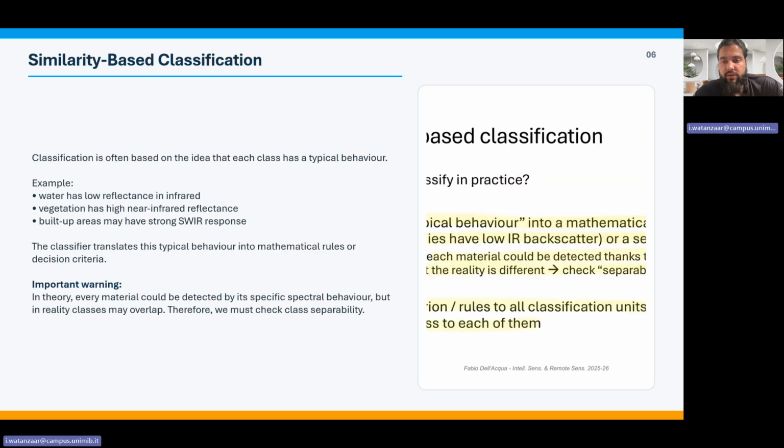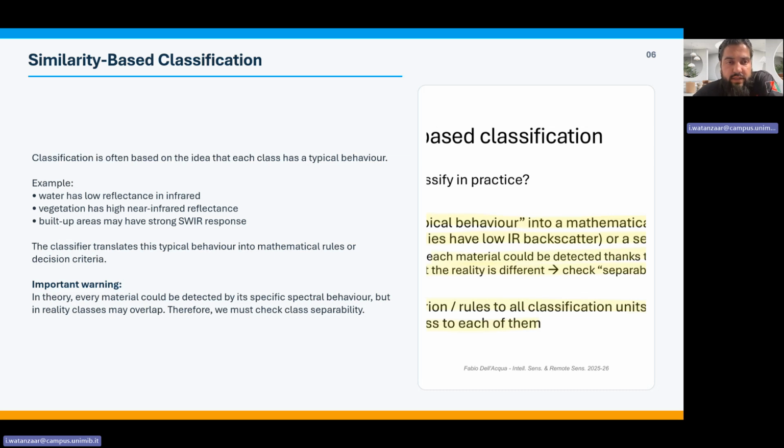Similarity based classification, this is very obvious, like in spatial continuity, if you remember, this is more important to study. Classification is often based on the idea that each class has a typical behavior. Typical behavior could be due to water having a low reflectance in infrared. So this is obvious, they are understanding from the patterns of such kinds of classes. During the training, the classifier is learning how a certain class is grouped, or what kind of feature a certain class has. So this is the main thing.